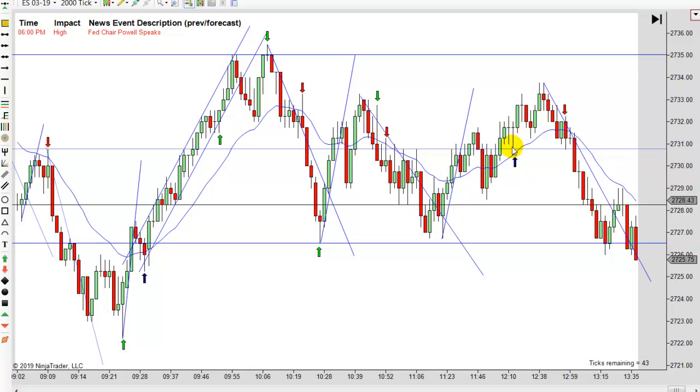But then it pushes up and tries to go lower one more time, and it bounces and closes above. So now it's acting as support. That's where I like going long.